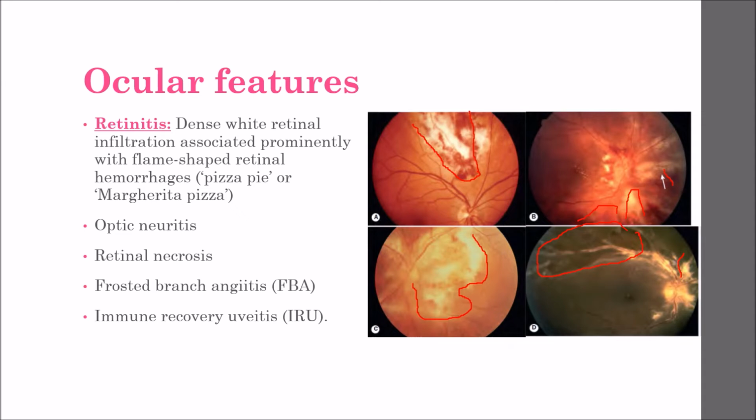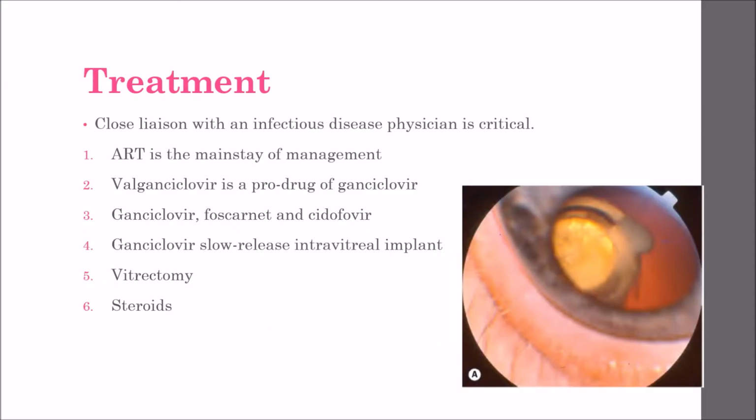Now, coming towards the treatment part, close liaison with an infectious disease physician is critical. Antiretroviral therapy is the mainstay of management, restoring the patient's innate ability to suppress CMV activity. Discontinuation of antiviral treatment is considered when the CD4 count reaches more than 100 to 150 cells per microliter. Valganciclovir is a prodrug of ganciclovir that is taken orally and is as effective for both induction, 900 milligrams twice daily for up to 3 weeks, and maintenance, 900 milligrams daily.